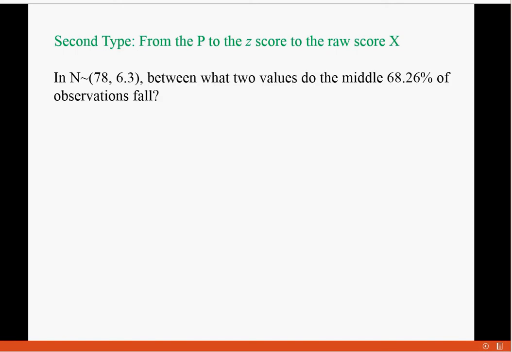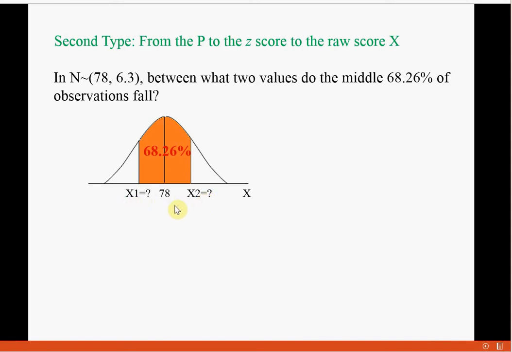Now again, we use one example to illustrate what I mean here. In this distribution, between what two values do the middle 68.26% of observations fall? Now we have a known percentage value here, 68.26%. This percentage is bound between x1 and x2, and this question is about what are the values of x1 and x2. So from the known percentage, eventually, we need to figure out what are the values of the original variable x.